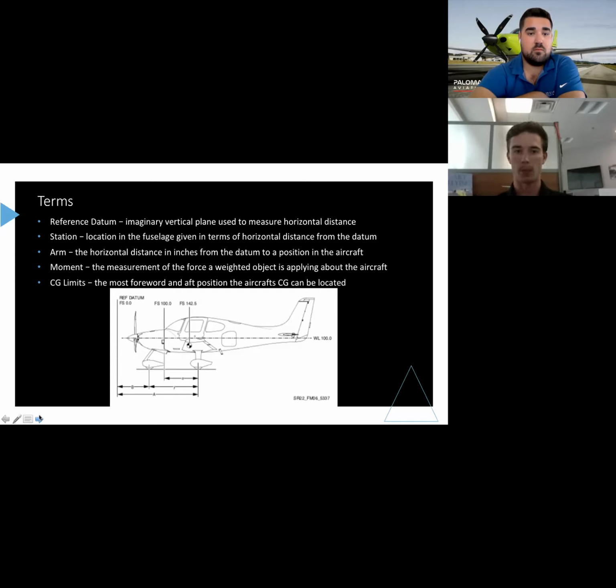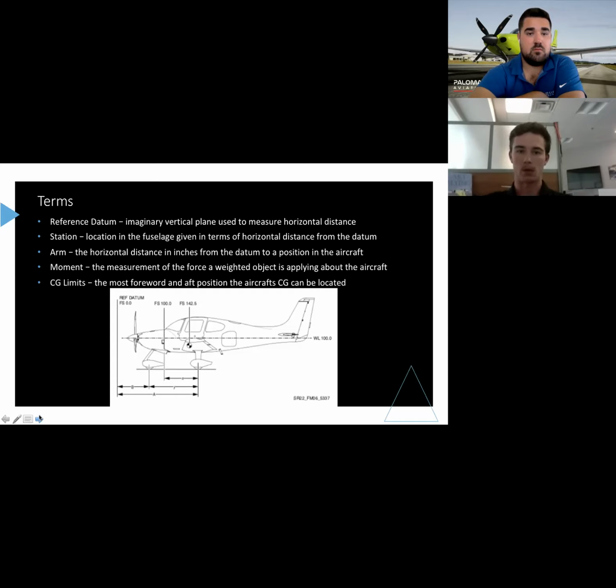Next, we have the moment. So the moment is the measurement of the force a weighted object is applying to the aircraft. So for example, on a seesaw, the farther out you are sitting, the more force is required to offset your weight on the other side. There's also another unit of moment, the moment divided by 1,000. So we use moment divided by 1,000 just to make calculations easier in terms of calculating the weight and balance, so we don't have huge numbers to be adding together.